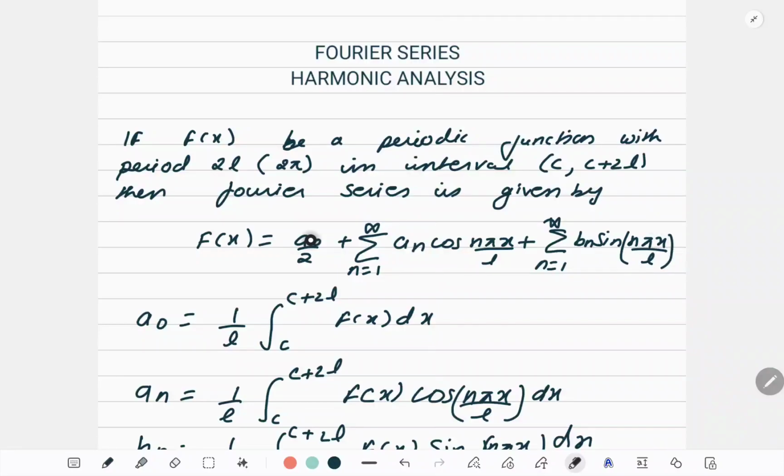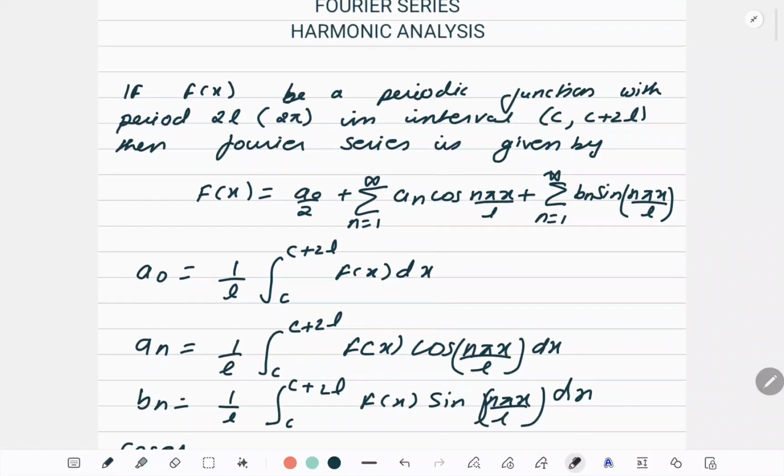Okay. Now this a0 can be evaluated by this integral. an can be evaluated by this integral. And bn can be evaluated by using this integral. This will be used when I will be doing the questions. Now this is a standard formula. How can I reduce it to the different intervals?